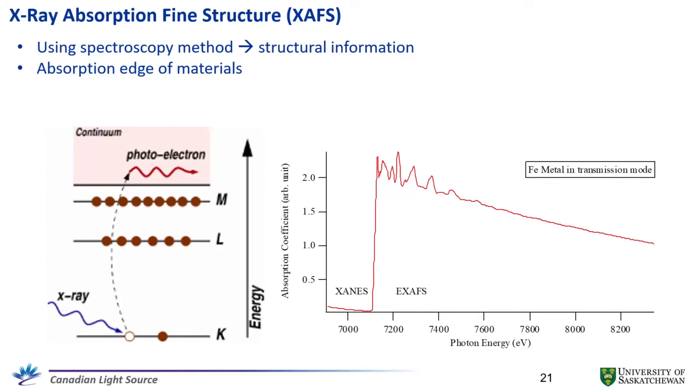The idea is when you do the X-ray absorption, just like the previous slides, you have an electron ejected into the unoccupied band. In the meantime, you will see a very big jump, which we call the absorption edge. But when you continue measuring, you will see some wiggles on top of this absorption background.